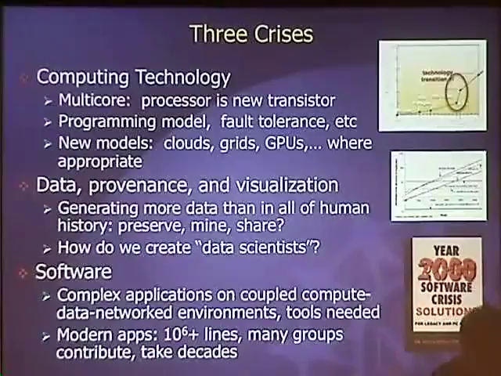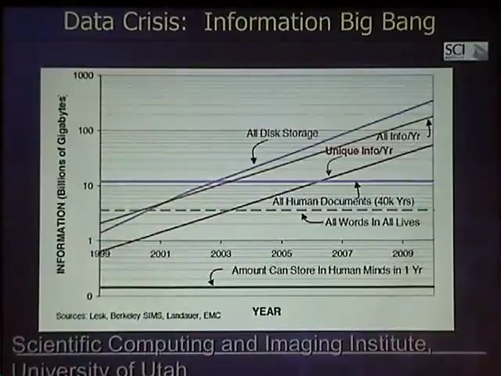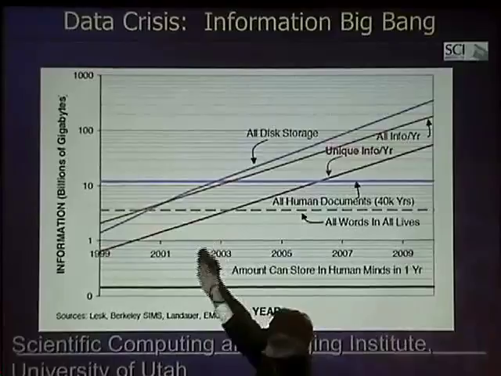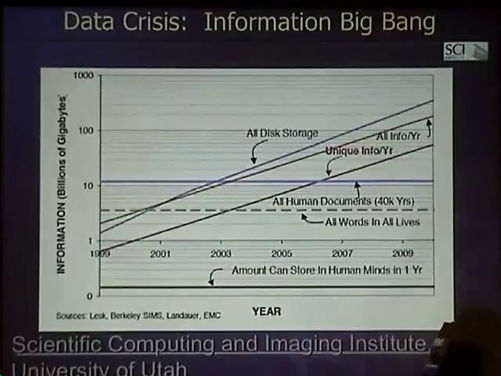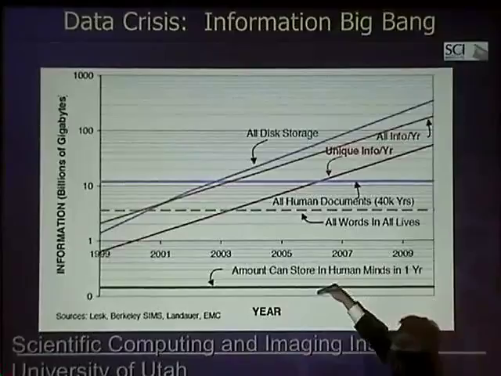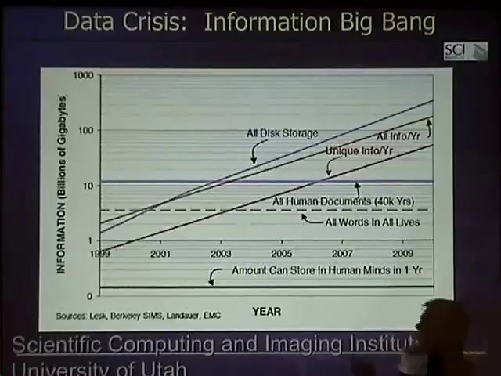So I'll just point out, I got this graph from Chris Johnson a few years ago from the University of Utah, and it's a graph of the amount of information in terms of gigabytes on a logarithmic scale as a function of time. And so this is perhaps the one that we're all facing. The amount of information you can store in your brain is basically at zero, and it's the only one that's going down over time, okay? So the others are all going up, and it's quite scary.